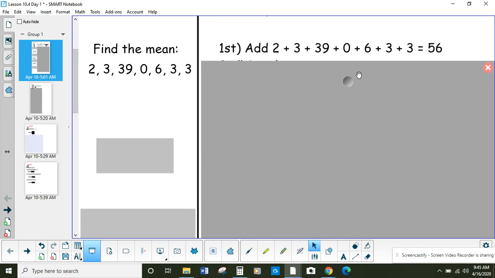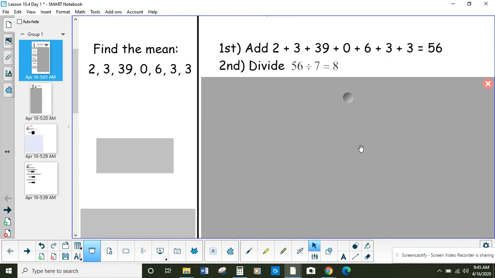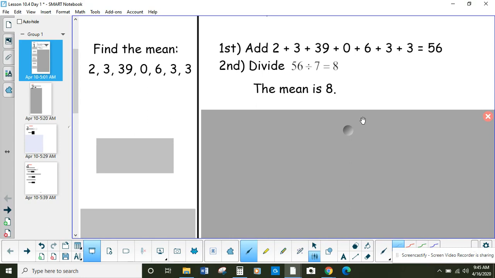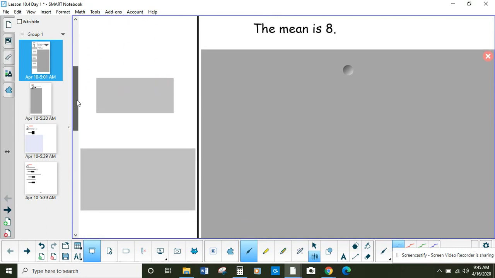So, to find the mean, I would add all these up. And right now, it's okay if we're using calculators. So add those up in your calculators, you get 56, and divide by 7. Now, why do we divide by 7? Because there are 1, 2, 3, 4, 5, 6, 7 numbers. That's why we divide by 7, and that's how you get your mean or your average.